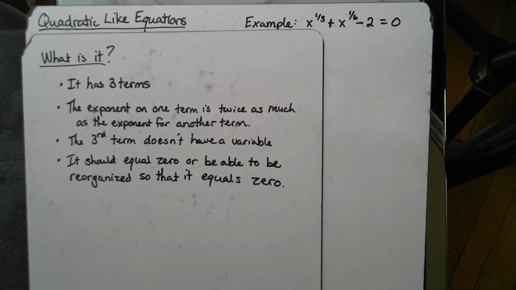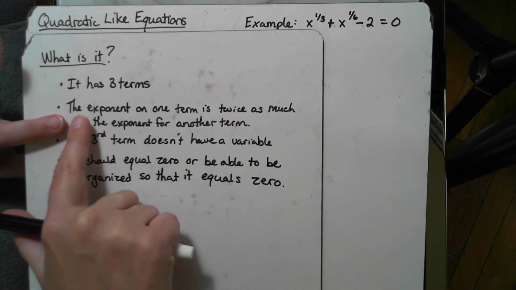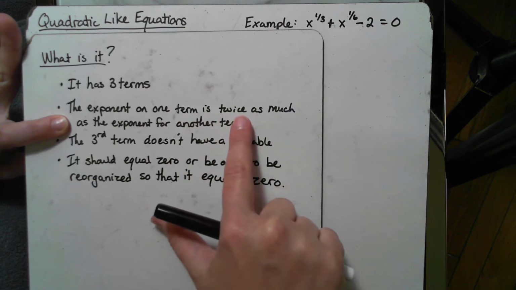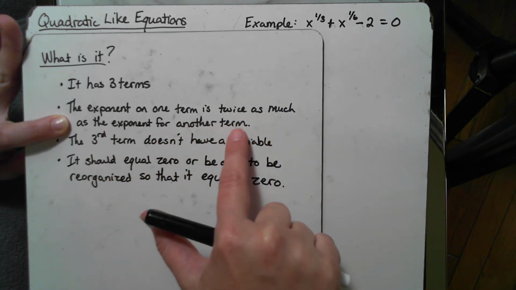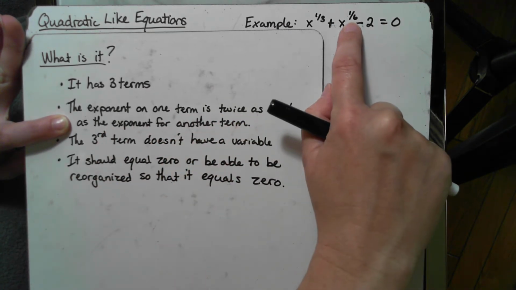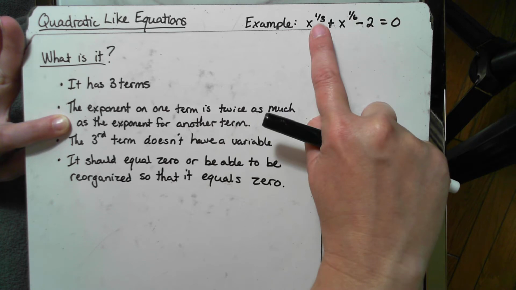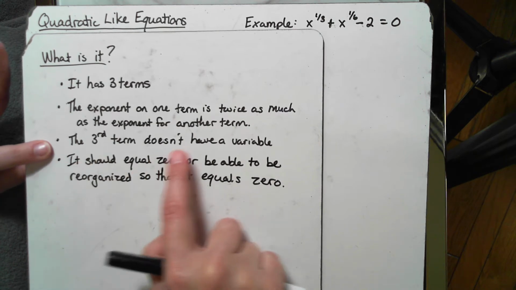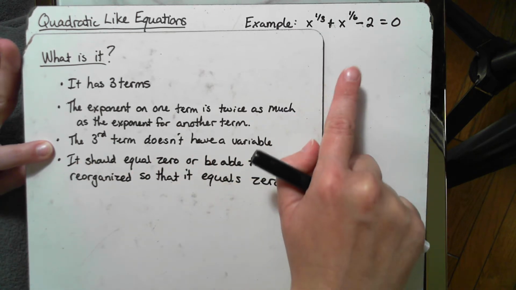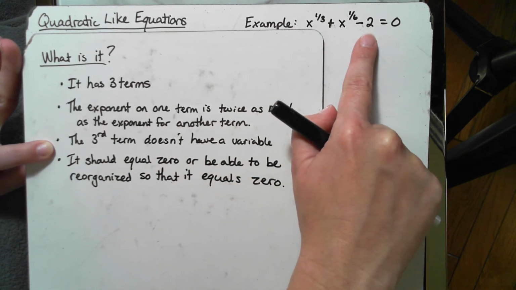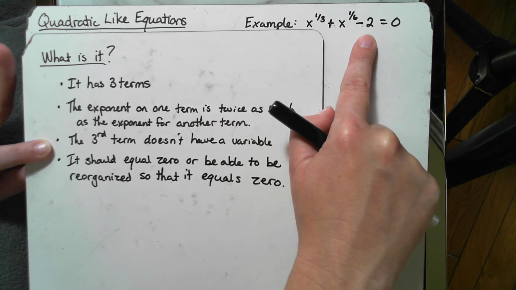Okay, so we have three terms in that expression. The exponent on one term is twice as much as the exponent for another term. Notice this exponent, if I multiply by 2, I'll get 2/6, which is 1/3. Okay, so that is done. The third term doesn't have a variable. Notice this -2 does not have a variable, so that's good.